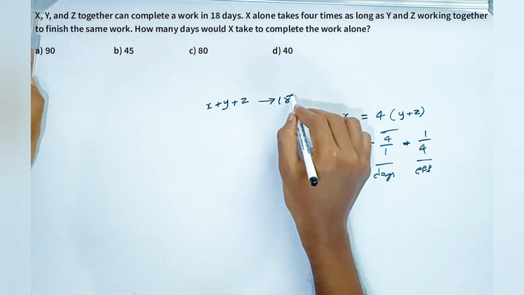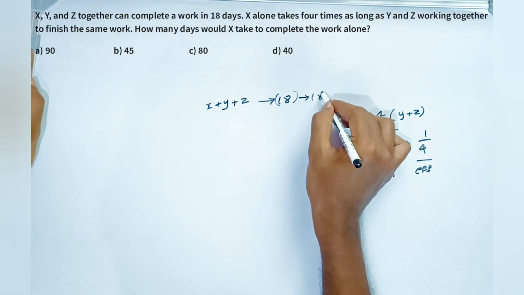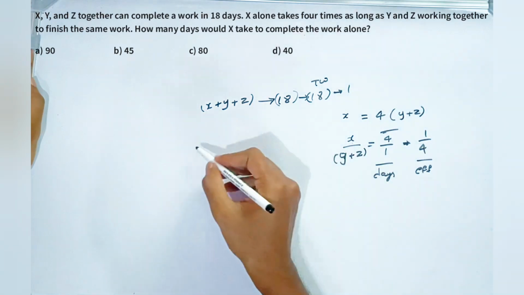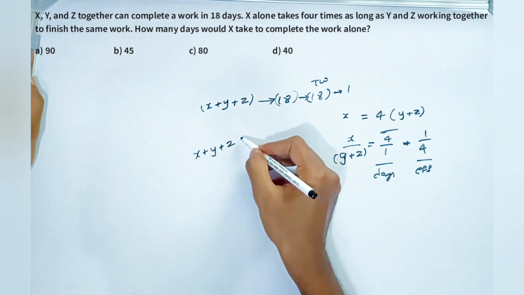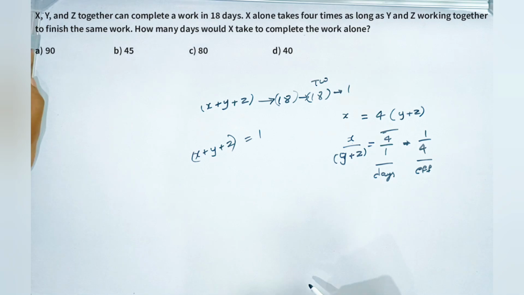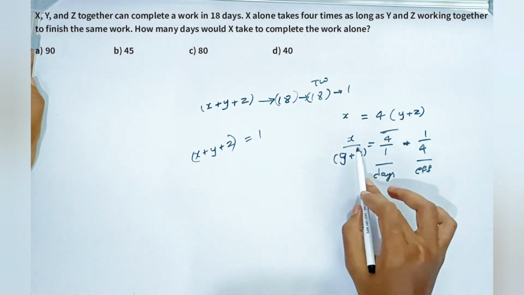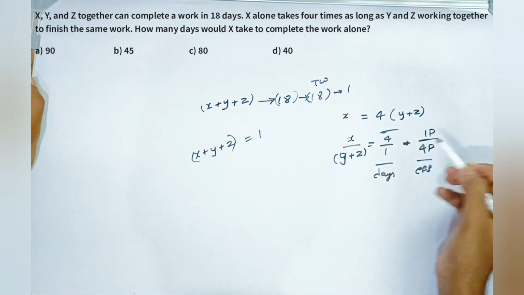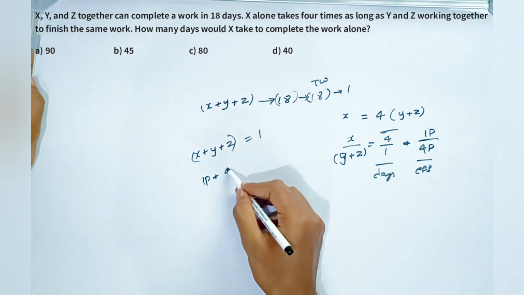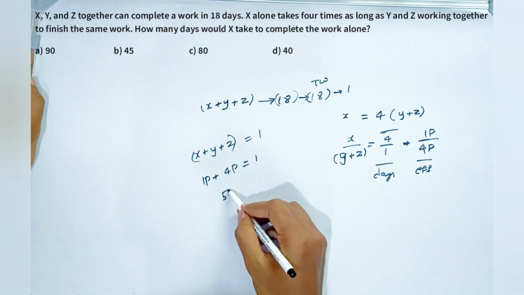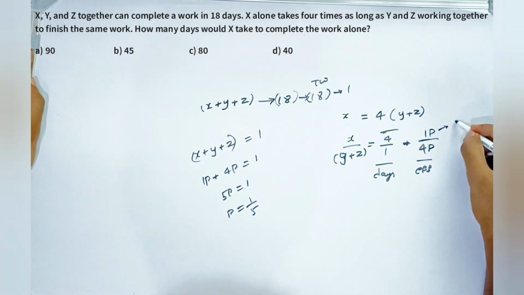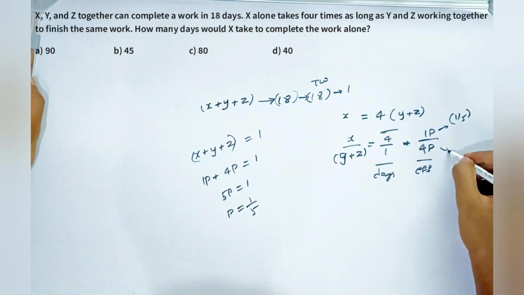Coming to the actual question, I'm taking the LCM, and the LCM is the total work. The efficiency of X plus Y plus Z is nothing but 1. I'm writing these as the efficiencies. We know the ratio of X to Y plus Z. I'm taking X as 1 part, and Y plus Z has 4 parts. So X is 1 part and Y plus Z is 4 parts. That is equal to 1, so 5 parts is equal to 1, and 1 part is equal to 1 by 5. So the actual X efficiency is 1 by 5, and the Y plus Z efficiency is 4 parts, which is 4 by 5.